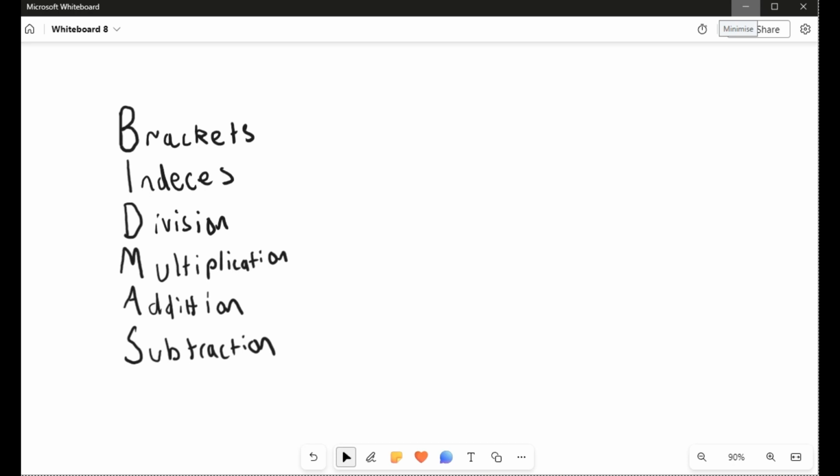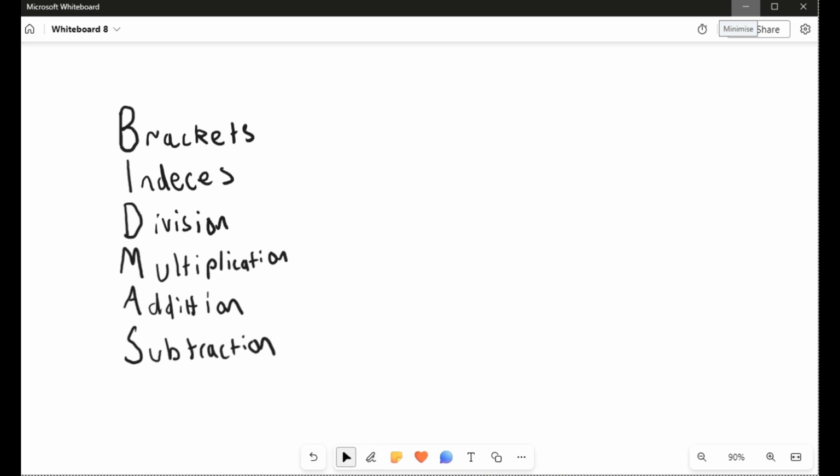Next up comes division. So if we have 12 divided by 3, times 4, I must first solve for the division. So 12 divided by 3 is 4. And then we have 4 times 4 equals 16. So as you can see, division comes before multiplication.